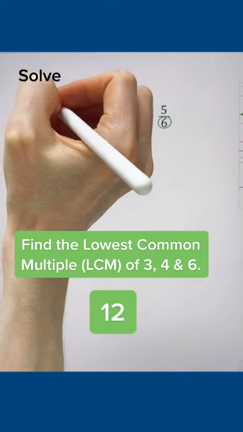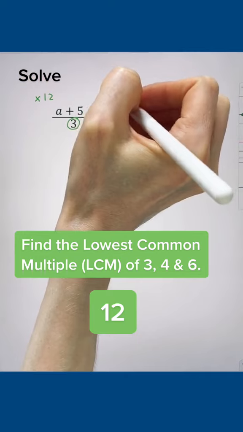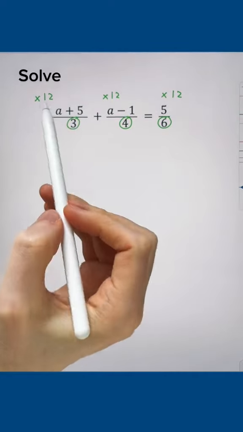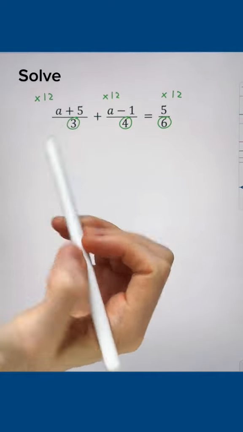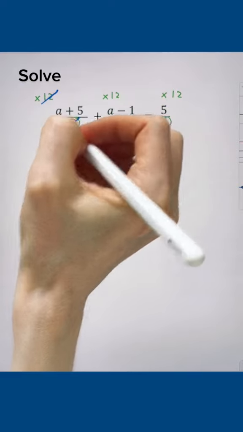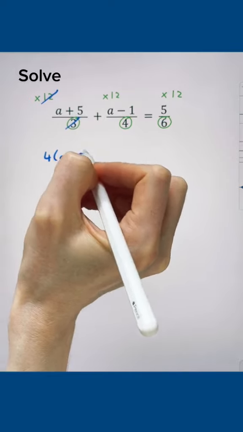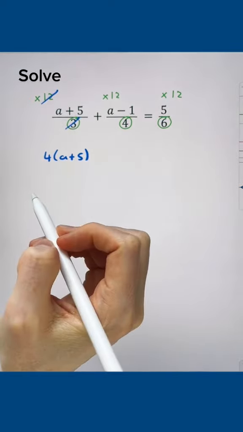Therefore I'm going to multiply my whole equation by 12, and it guarantees to eliminate all the denominators in one go. On the left hand side, my first fraction, 12 divided by 3 will give us 4. So therefore I'm left with 4 lots of whatever's on the top, which in this case is a plus 5. As I have 2 terms, I place it inside single brackets.